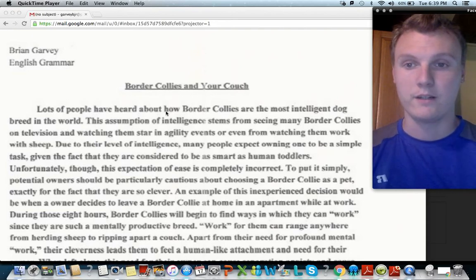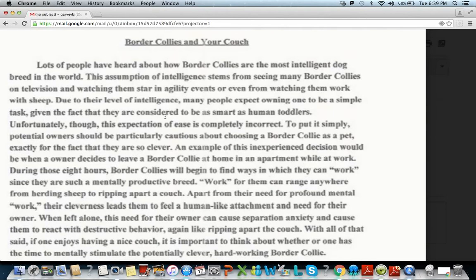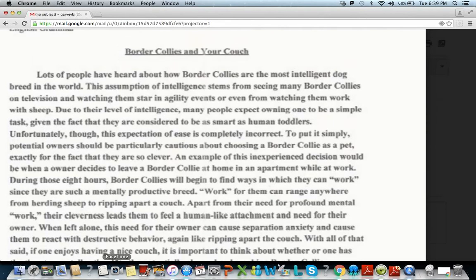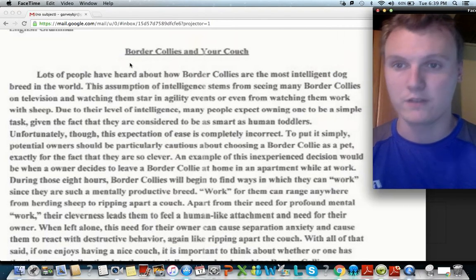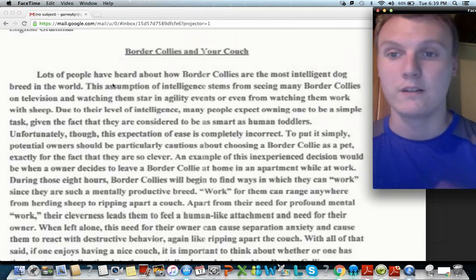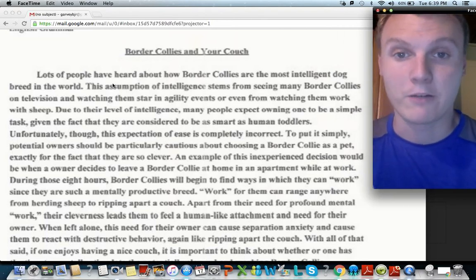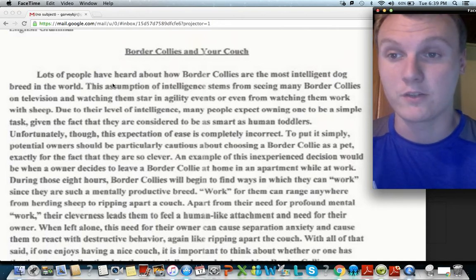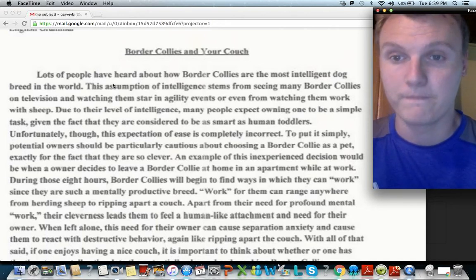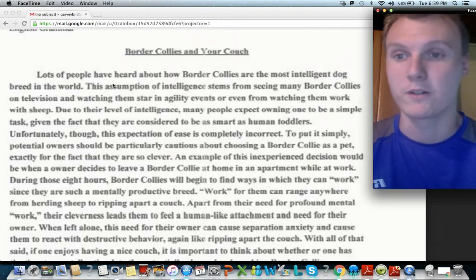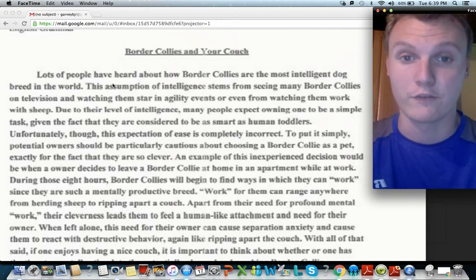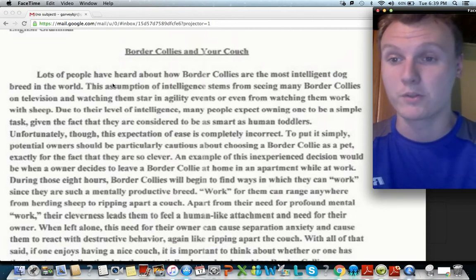Okay. So as you can see, right here I'm talking about border collies and their level of intelligence. The first sentence is, and I quote, "Lots of people have heard about how border collies are the most intelligent dog breed in the world. This assumption of intelligence stems from seeing many border collies on television, watching them star in agility events, or even from watching them work with sheep."